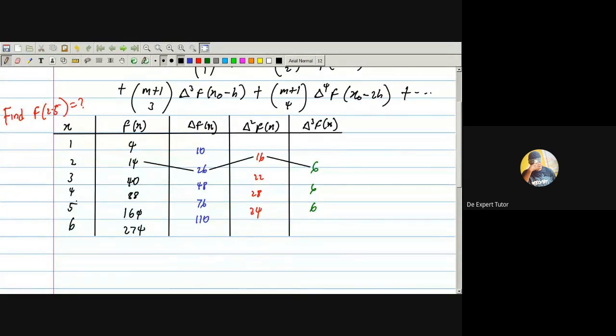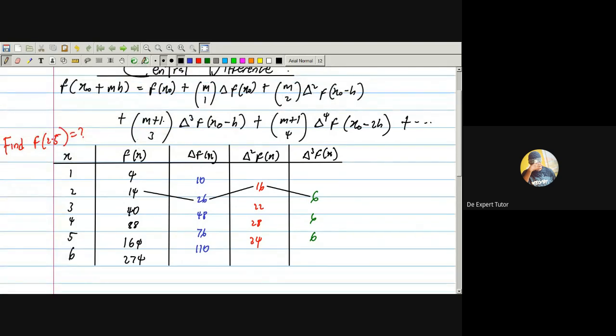Let's go. Now we want to find f of 2.5. Remember, I will compare whatever I have here to this one. Therefore, I'll be saying x0 plus mh is equal to 2.5. x0 plus mh equals 2.5. And remember, what's my x0?